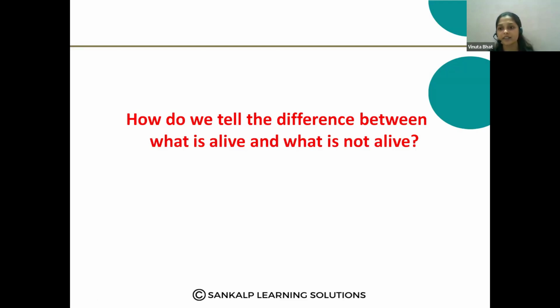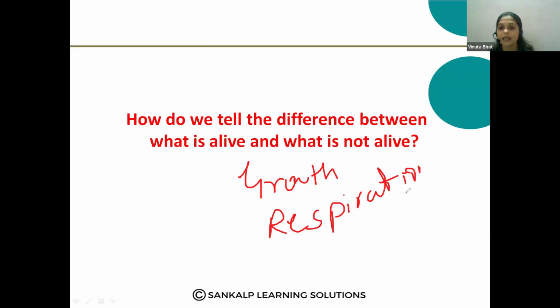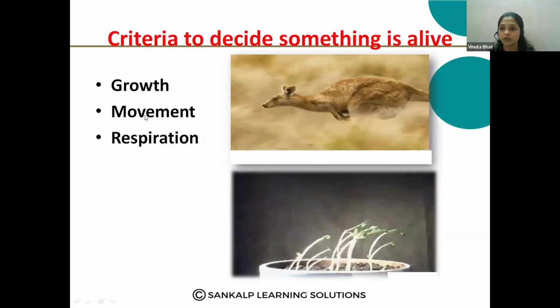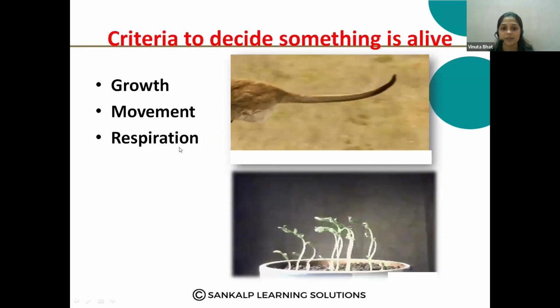So, you know the characteristics of the living organisms, right? Living organisms show growth, they respire, they perform respiration, and living organisms reproduce. So these characters are not observed in the non-living things, right? But we can also observe some characteristics like growth, movement, and respiration.